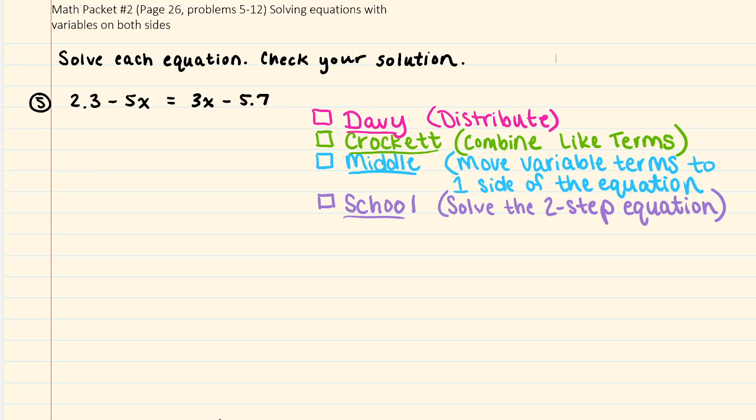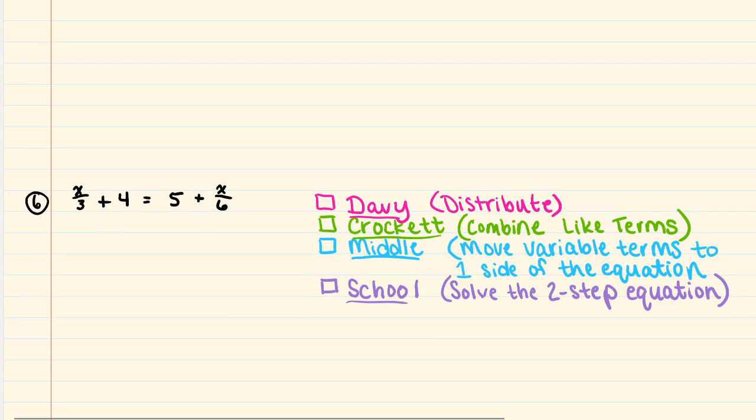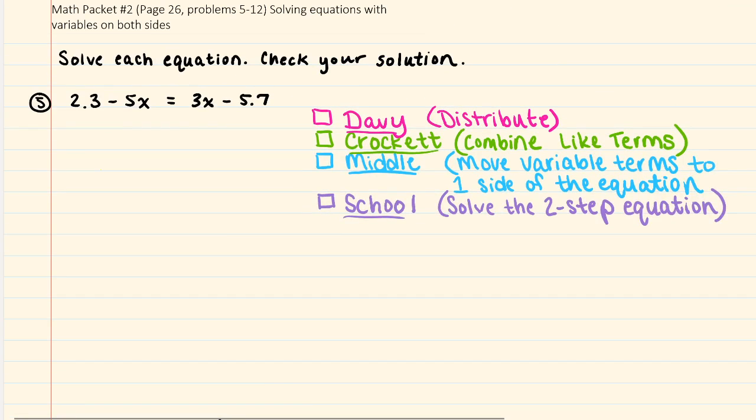Hey, it's Miss Gill. I had somebody ask me a question about the end of the second packet. She asked me if I could give some examples on problems 5 through 12. So I think if I just do 5 and 6, that will show you how to do the rest of them.